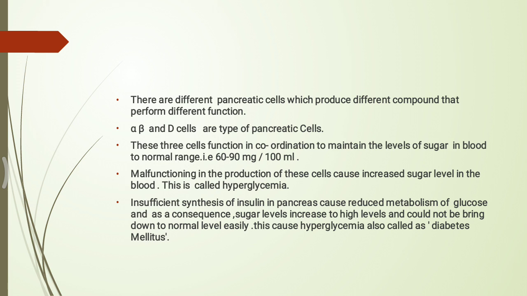It causes reduced metabolism of glucose and consequently sugar level increased to a high level and could not be brought down to a normal level easily. This causes hyperglycemia, also called diabetes mellitus. Hyperglycemia means an increase in sugar level in the blood due to insufficient synthesis of insulin.